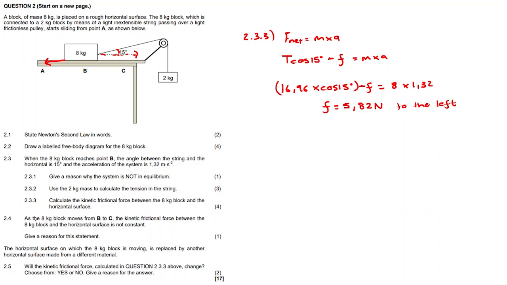Question 2.4. As the 8 kg block moves from B to C, the kinetic frictional force between the 8 kg block and the horizontal surface is not constant. Give a reason for this statement. The reason why the frictional force would not be constant is because the normal force will change. This is due to the angle between the block and the pulley changing, which could result in the block being lifted slightly. Therefore, it's no longer at the same angle of 15 degrees. So we can say that the normal force changes.